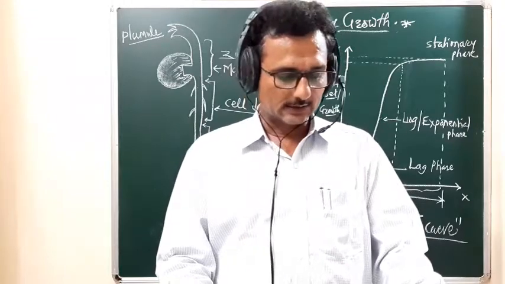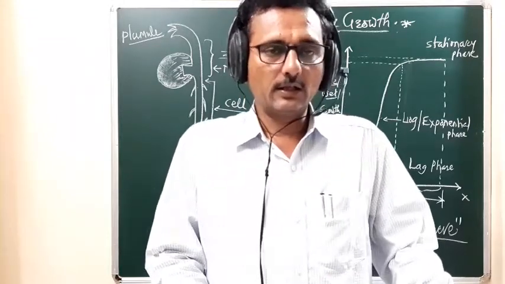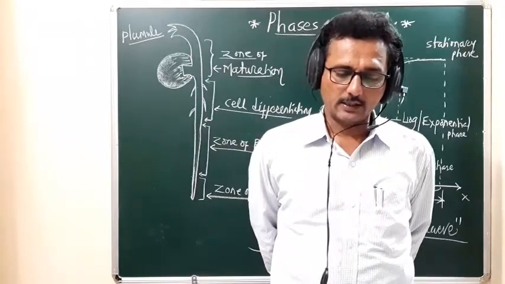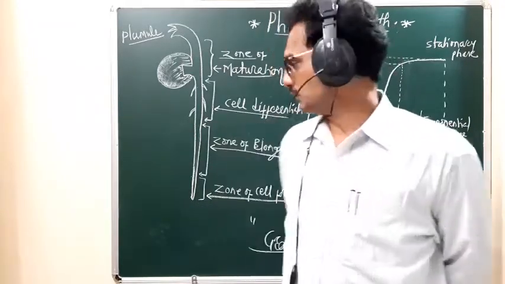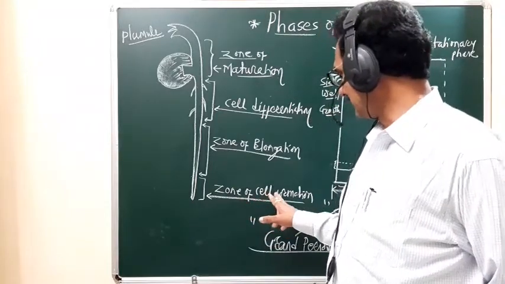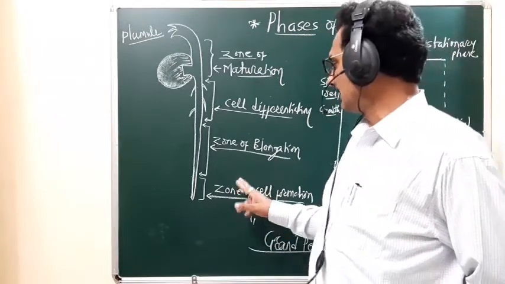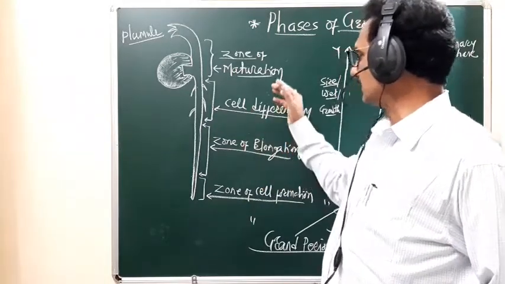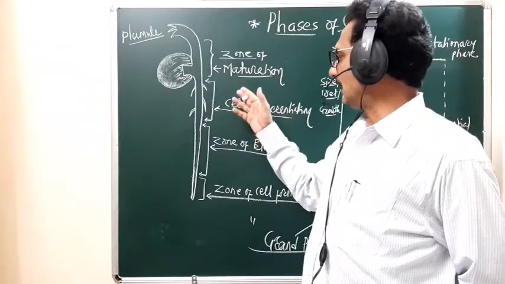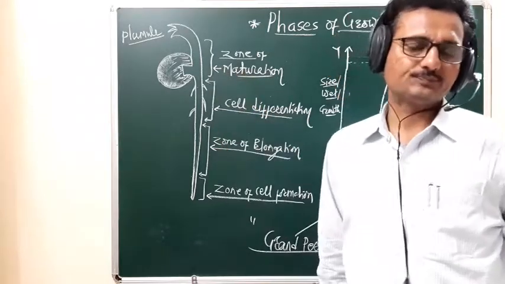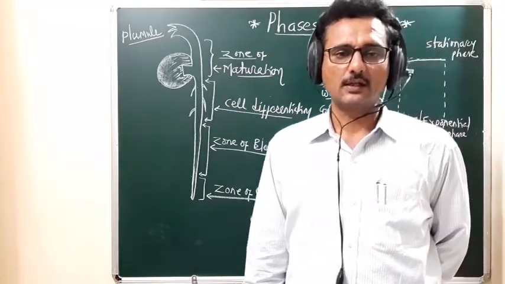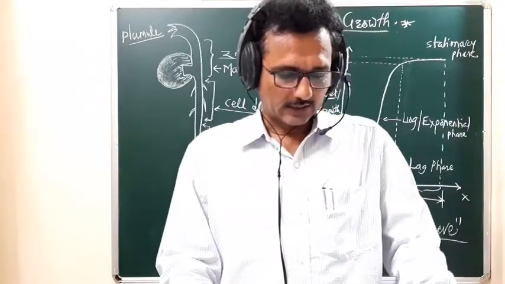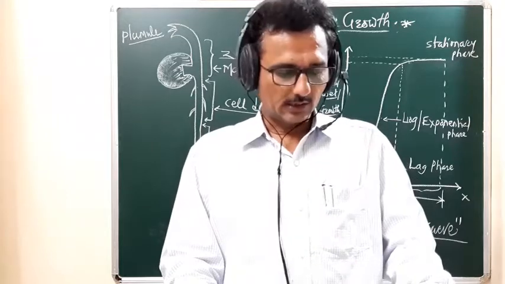So what is the correct answer of question number 11? The second option is the correct answer: division, followed by elongation, followed by differentiation. This meristematic region shows rapid cell division, followed by cell elongation, then differentiation, and after that there will be a zone of maturation, meaning the cell gets mature. So the second option is the answer of question number 11.